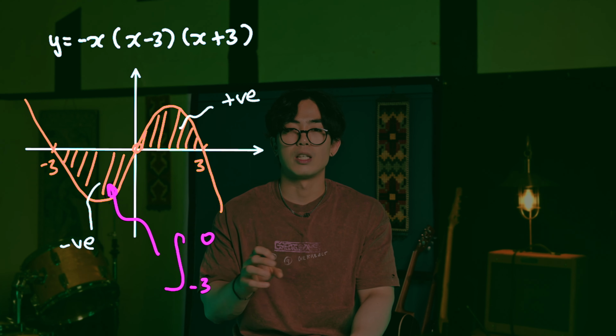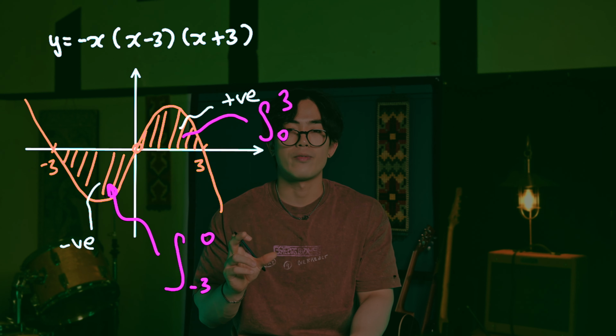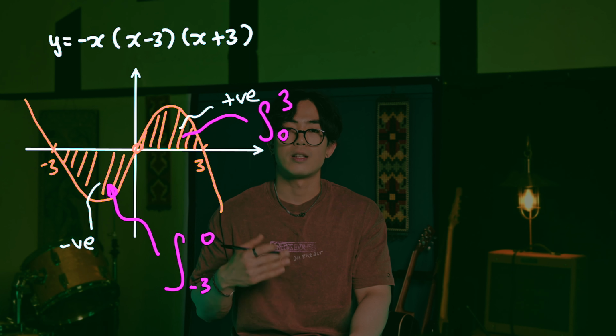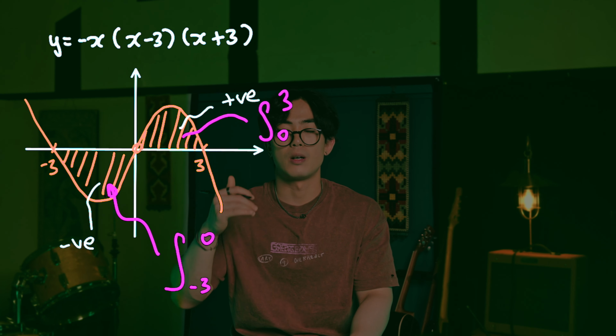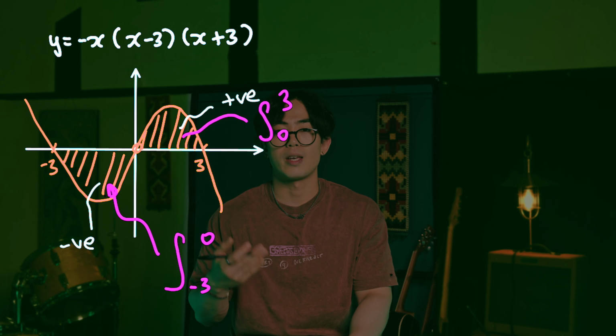So this area here is going to be negative, this area here is going to be positive, and because they're the same area value, the magnitudes, they cancel out to be equal to 0. So this is a very important moment we have to understand. Whenever the area goes from above the x-axis to below the x-axis, we actually have to split up the integral.